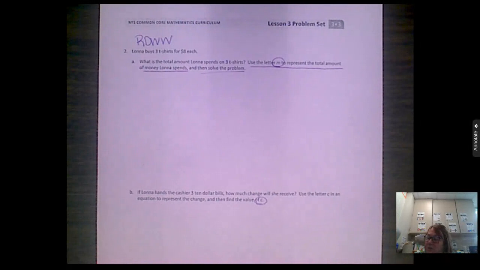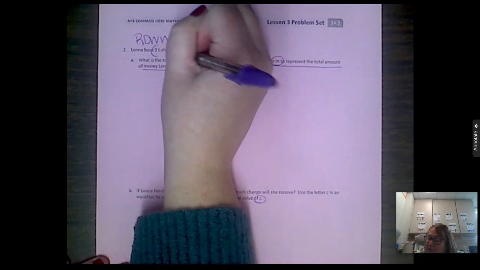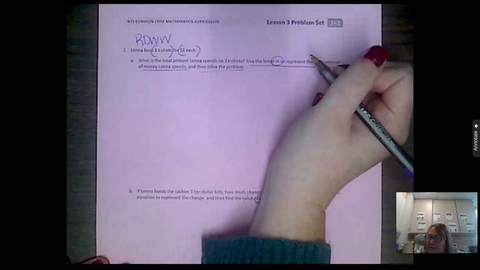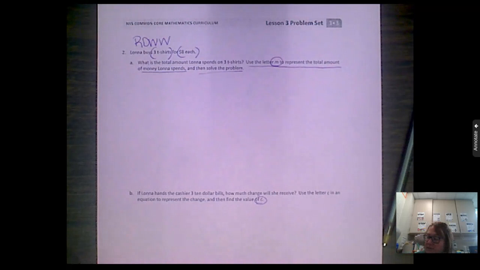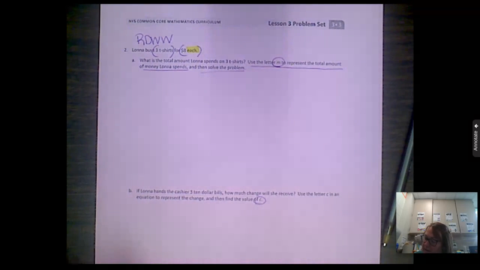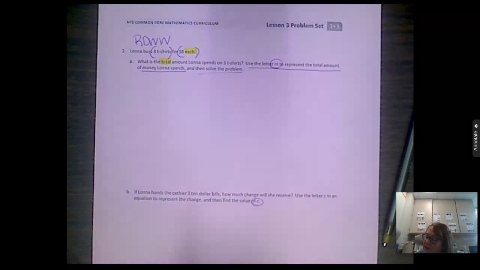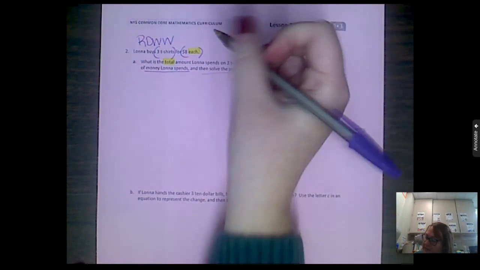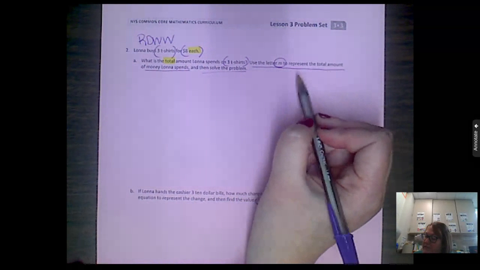Let's take a look at our read. Lana buys 3 t-shirts for $8 each. So 3 t-shirts, and there's $8 each. I'm already thinking of my picture. And I see a clue word. Do you see a clue word there? What'd you find? Each. Good. What is the total amount? There's another clue word, right? So you want to find the total. What is the total amount Lana spends on 3 t-shirts? Use the letter M to represent the total amount of money Lana spends, and then solve the problem.